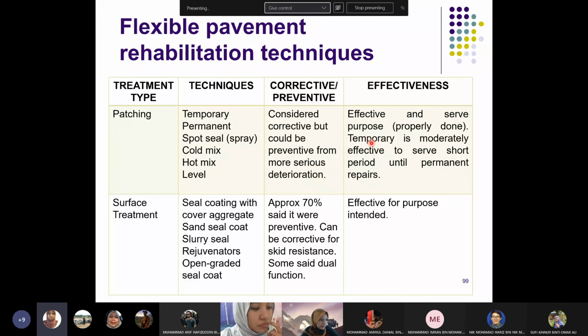Okay. Patching tadi dia kata from more serious deterioration. Okay, mungkin kalau kita guna yang lebih high quality, dia boleh jadi preventive as well. Effective and serve purpose. Right, instant kan, dia boleh serve the purpose lah. Asalnya ada lubang, lepas tu dia boleh tutup terus. Okay, temporary is moderately effective to serve short period until permanent repair. Right, kalau you go for temporary, dia jadi moderately effective lah.